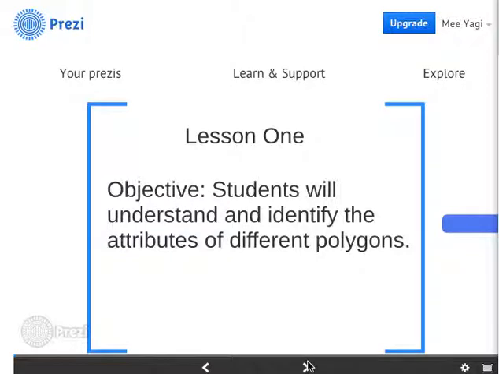Alright, boys and girls, in today's lesson we will be learning all about geometric shapes. Our objective is the following. Students will understand and identify the attributes, meaning the characteristics, of different polygons. So let's start.